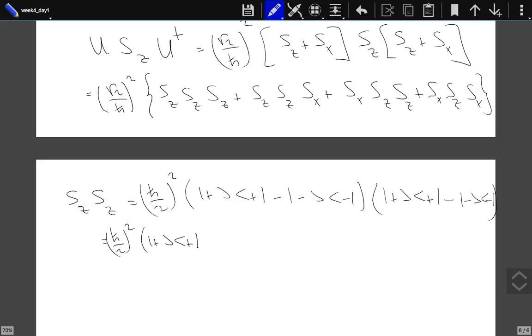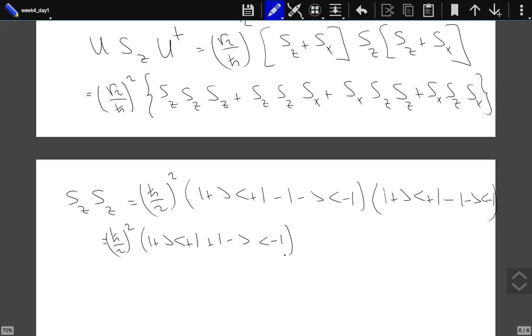This times this one: there I have a bra plus, here I have a ket minus. Their inner product will be 0. If I look at these two, I have the bra minus and the ket plus. Their inner product will be 0. So I get this times this. Minus minus makes plus. This minus sign and this minus sign make a plus sign, so this minus bra with a minus ket is 1. So it's plus minus minus.